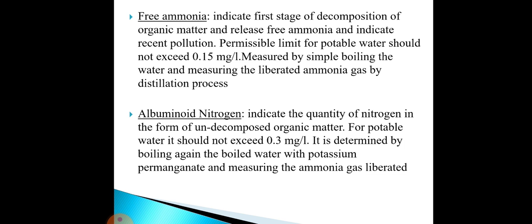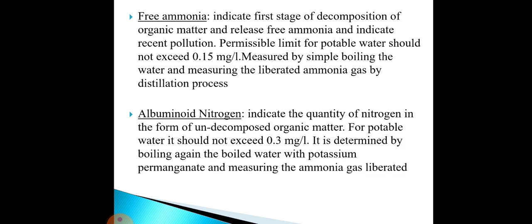During this decomposition process, it will release free ammonia, and it actually indicates fresh pollution, or that the water has recently been polluted. The permissible limit for potable water for free ammonia is that it should not exceed 0.15 milligrams per liter. There are various methods by which we can determine the amount of free ammonia. It may be measured by boiling the water and measuring the amount of ammonia gas liberated by the distillation process.